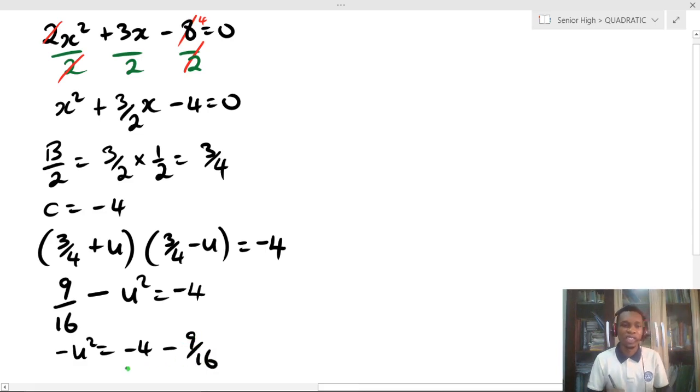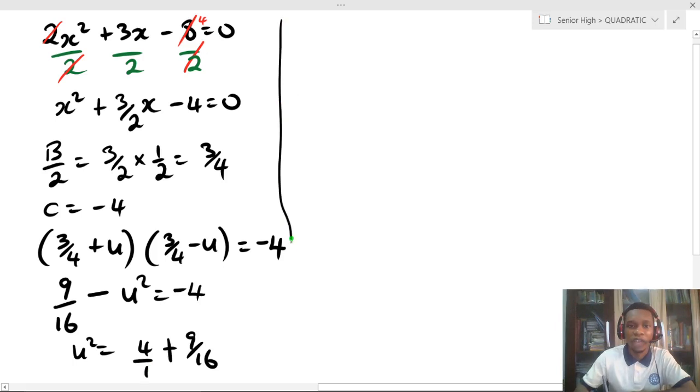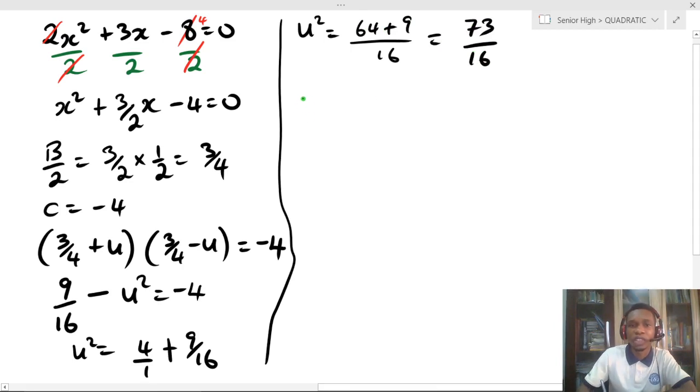But remember, I told you that since everything here is negative, you can just make it become positive. So let's take this out and let it become positive. So this is now positive. So let's continue. Our denominator is still 1, and then we have that our u squared is equal to, our denominator will be 16. 16 multiplying 4 will be 64 plus 9, and 64 plus 9 is 73 over 16. So we have therefore our u squared is equal to 73 over 16.